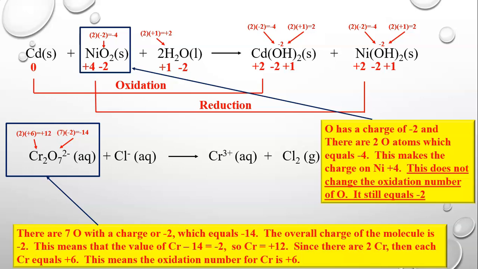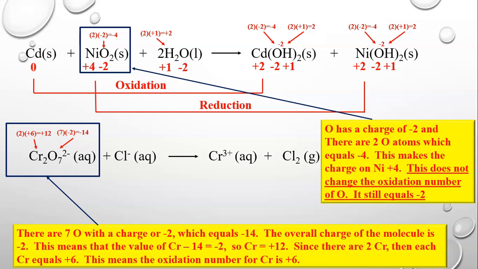Right? So you might want to just stop and pause and think about that one. Let me go back and say it one more time. We have an overall charge on this ion, this molecule, of 2 minus. Oxygen has a charge of negative 2, and there's 7 of them. So oxygen overall in this molecule has a charge of negative 14. Chromium plus the oxygen has to equal the overall charge on the molecule, which is 2 minus. So the value of chromium minus 14 equals negative 2, and just do the math on that, and you get the chromium equals plus 12.